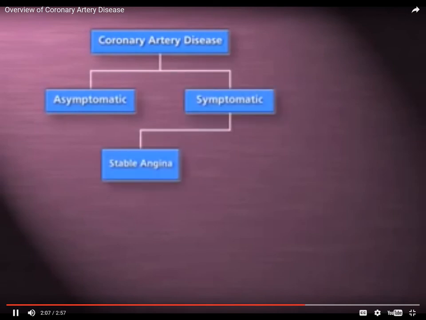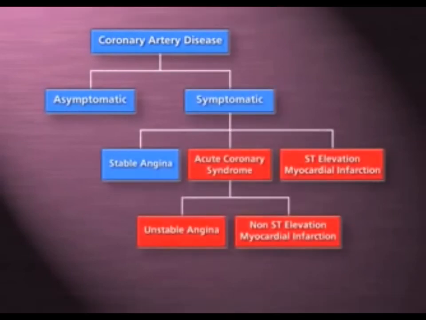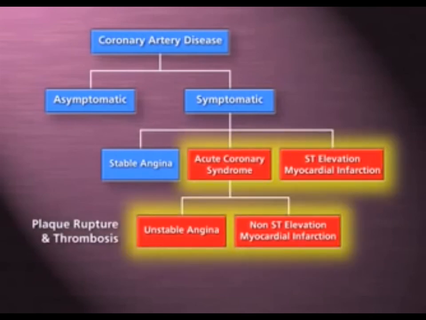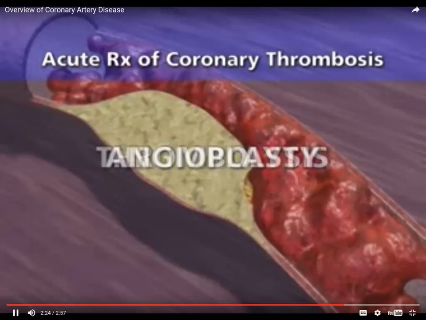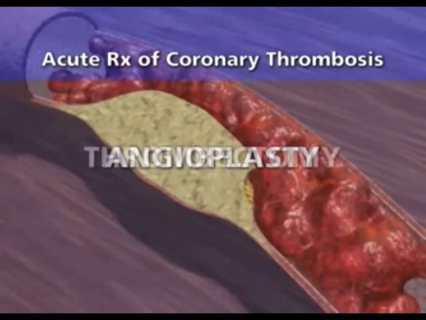In summary, patients with coronary artery disease may be asymptomatic, they can have stable angina, or they can suffer an acute atherothrombotic event. Plaque rupture with coronary thrombosis is the most common cause of acute, life-threatening coronary artery disease. Emergency therapy by thrombolysis, angioplasty, or thrombectomy.